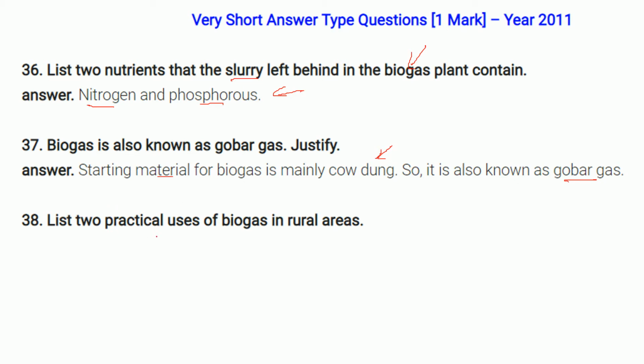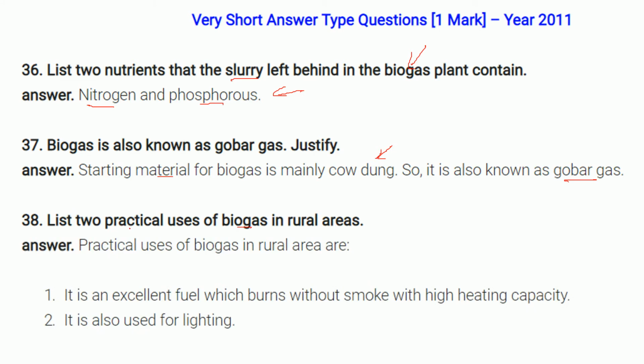List 2 practical uses of biogas in rural areas. So the practical uses of biogas in rural areas: it is an excellent fuel which burns without smoke, with high heating capacity or high calorific value, and it is also used for lighting.